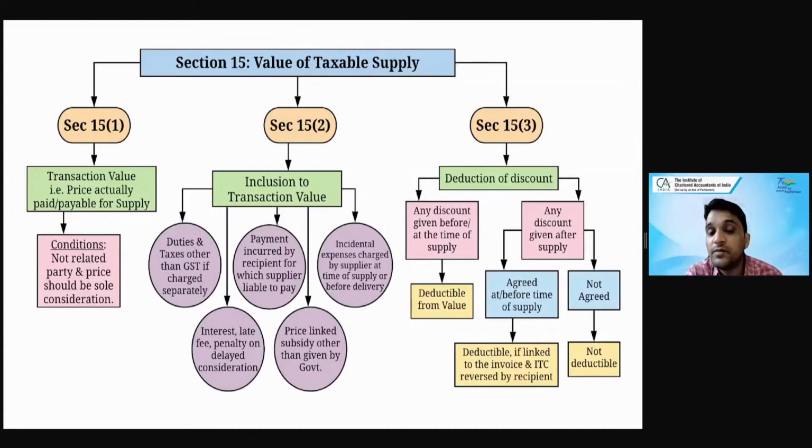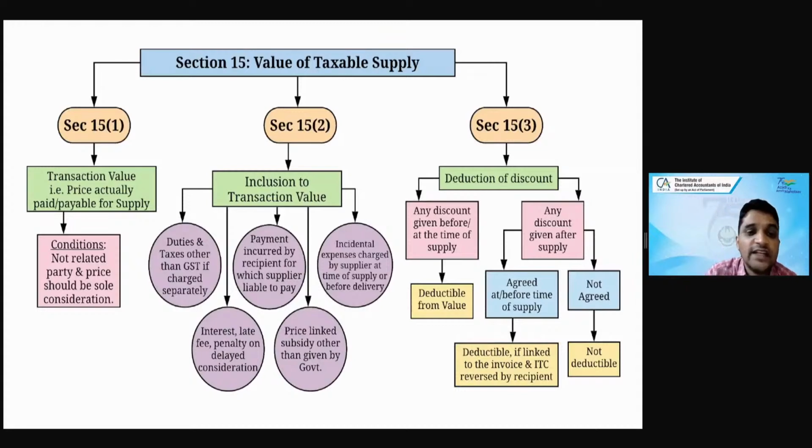This is not a reimbursement, so it is to be included. Any incidental expenses which are charged by the supplier at the time of supply or before delivery are to be included. So 5,000 rupees delivery charges has to be added to that 1 lakh. So on 1 lakh 5,000 rupees, I have to charge GST. Fine. Any incidental expenses charged by the supplier at the time of supply or before delivery is another inclusion.